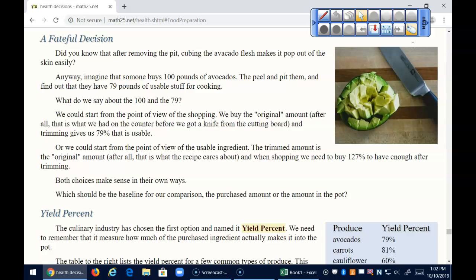So you're going to need to measure your food twice. You're going to take it, put it on your scale, write it down, trim it so you can eat it, and then weigh the trimmed pieces a second time. Make sense? Okay.